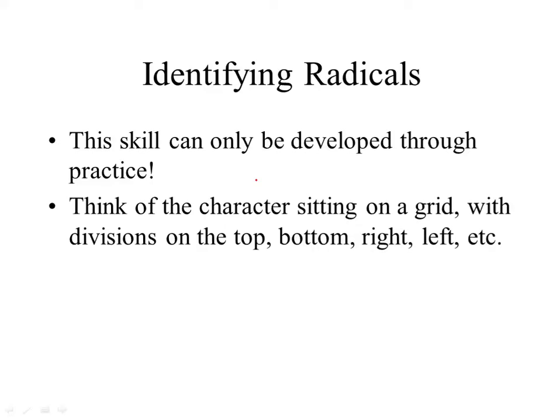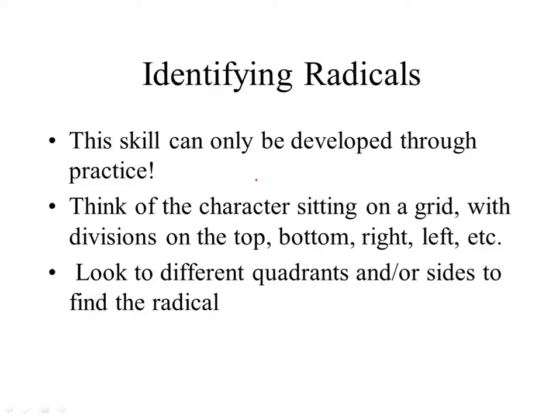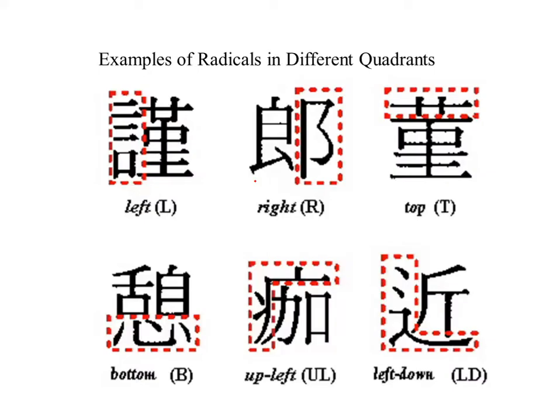So, here's how to approach it. Lots of dictionaries try to describe it. I'm going to try and give you the simplest description I can. First of all, think of the kanji as sitting on a grid, and on that grid there's a top part, a bottom part, a right part, and a left part. You should look at those different quadrants and or the sides, the top, the bottom, and find the radical.